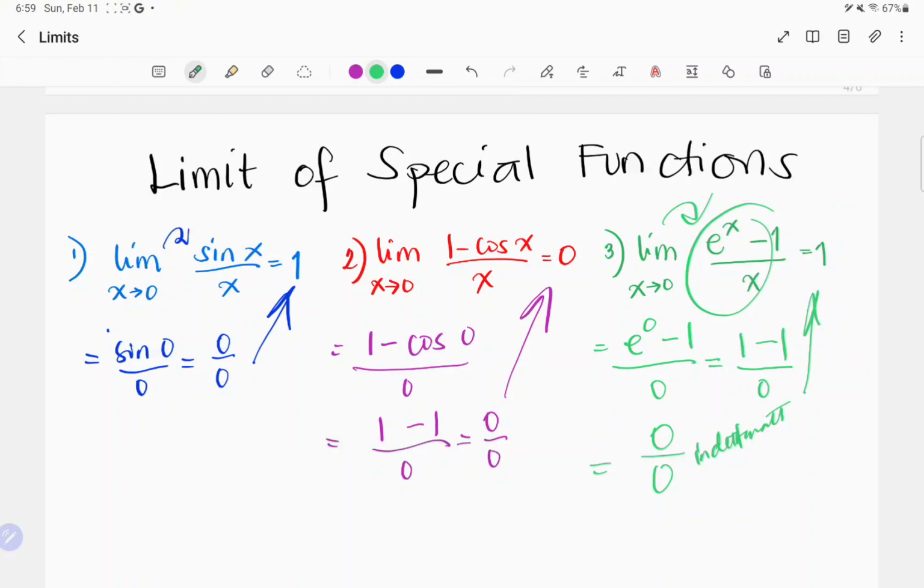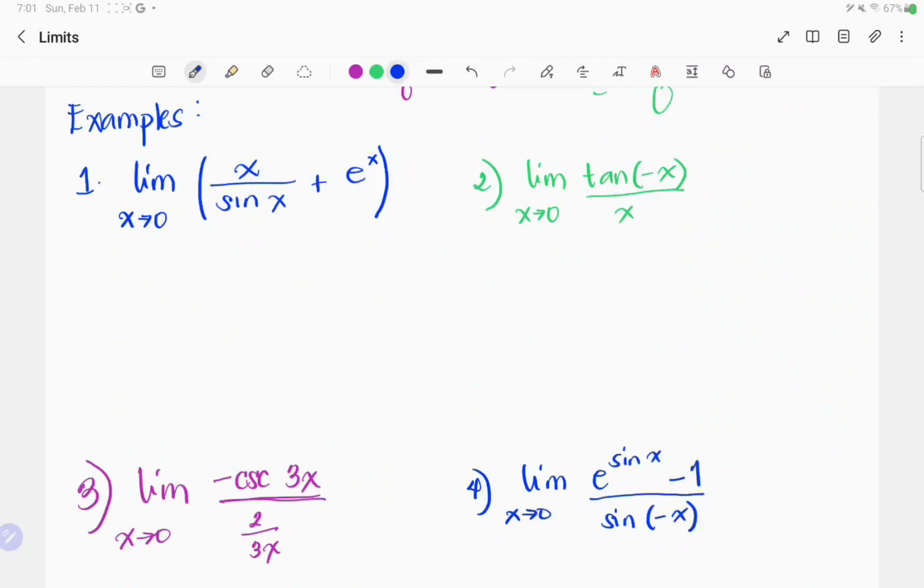We know that taking the limit of an indeterminate function is an example of discontinuity, but we can still reduce and simplify the function to make this discontinuous function become continuous. Let us have an example.